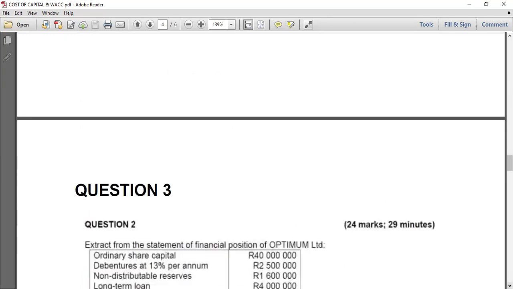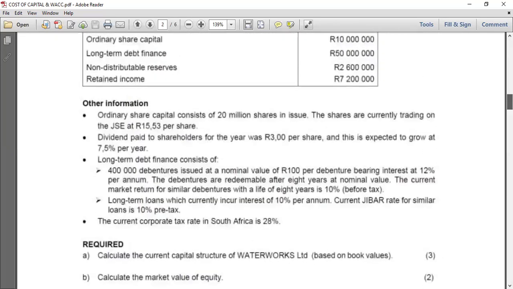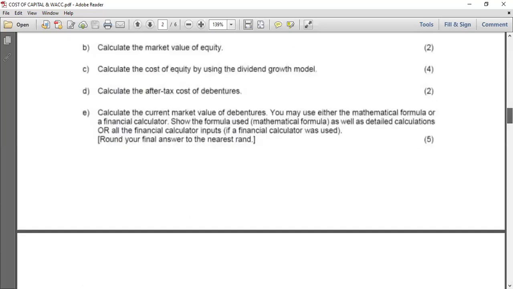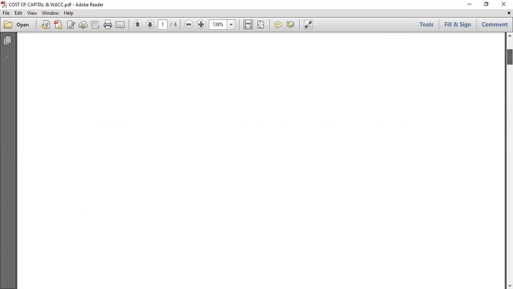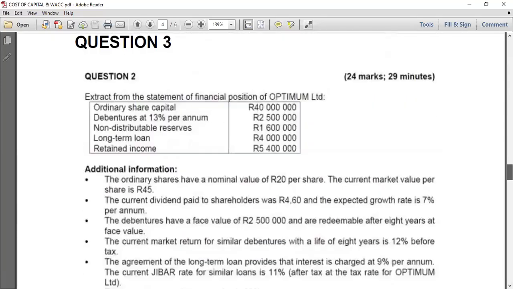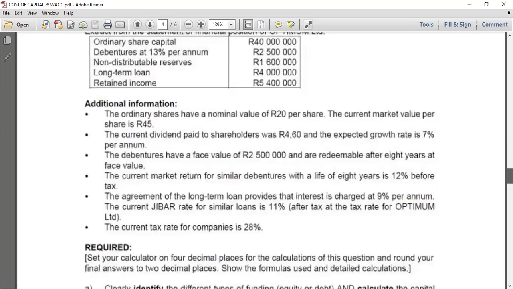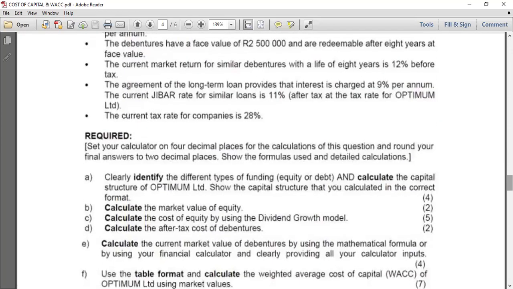Right. We'll start. We did question 1, we'll do question 2. Then I think question 2 will be enough, and you can try to do the rest. Here we're given an extract from the financial position of Optimum Limited, with additional information. I think you saw this in your assessment. Clearly identify the different types of funding and calculate the capital structure of Optimum Limited. Show the capital structure that you calculated in the correct format.